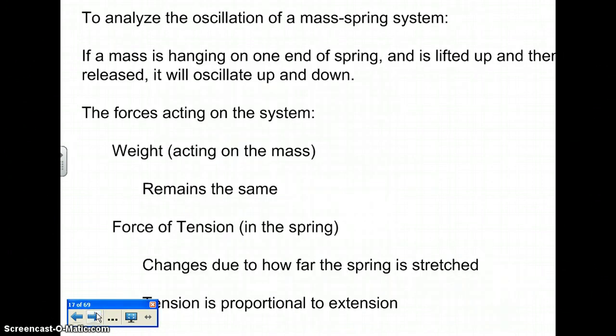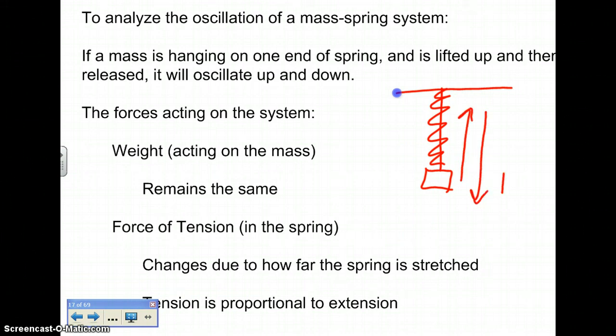Okay, to analyze the oscillation of a mass spring system. If a mass is hanging on one end of a spring and is lifted up, so here's this mass that is hanging on this spring, and it's lifted up and then released, it'll oscillate up and down, and up and down. Agreed?